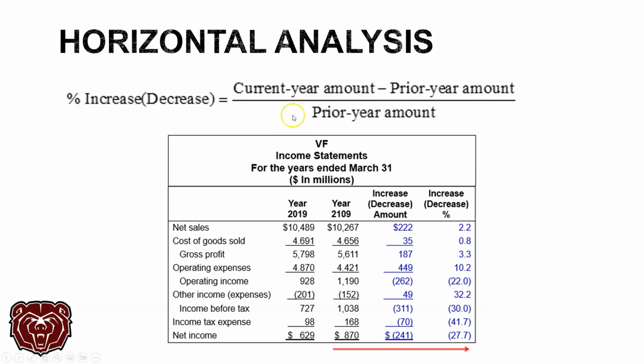This formula right here is going to be important for you to know. This is how you calculate your percentage increase or decrease. You may see questions on your homework, on quizzes, on exams that ask you, what was the percent change in net sales from 2019 to 2020, okay? So you always take your current year amount, you subtract your prior year amount, that gives you your change, and then you divide that by your prior year amount, and that's going to give you your percent increase or decrease. If it's a negative number, it's going to be a decrease. If it's a positive number, it will be an increase, okay?